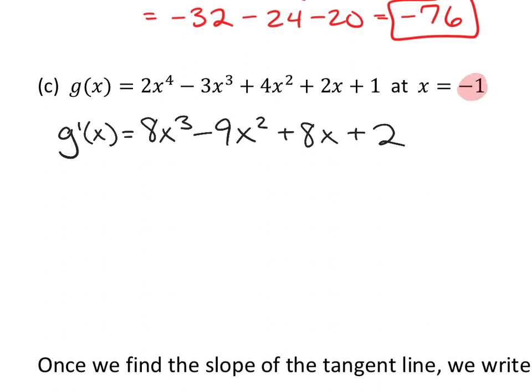What number or what place on this graph am I actually trying to find the slope of? So we are going to take this number -1 and we're going to plug it into the equation because we want to know at the value -1, what is the slope of the tangent line to the graph? So we're finding g prime of -1, just by plugging in -1 into the equation.